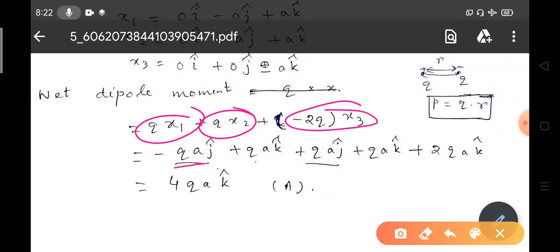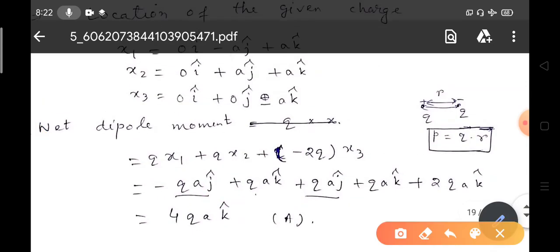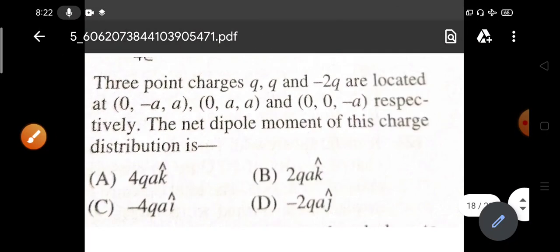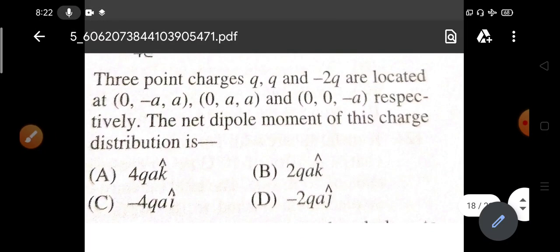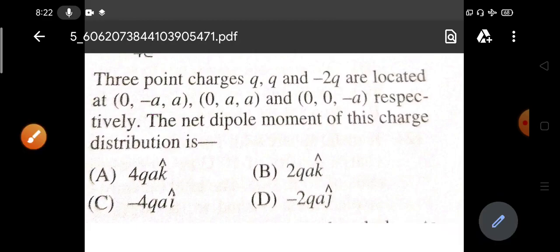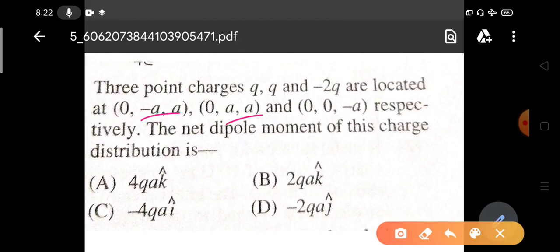So you put the values of x1, x2, x3 and you get the net dipole moment as 4qa into k cap. So the answer will be 4qa into k cap. Look how simple it is. It looks like a very difficult question, but it is not. It is a very simple question. You just find the coordinates, write them in terms of i cap, j cap, k cap, and then sum them to get the net dipole moment.